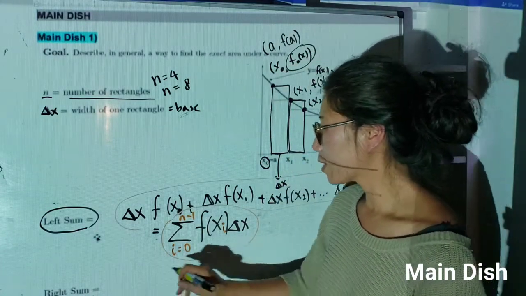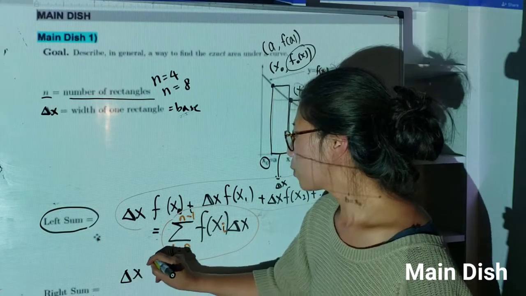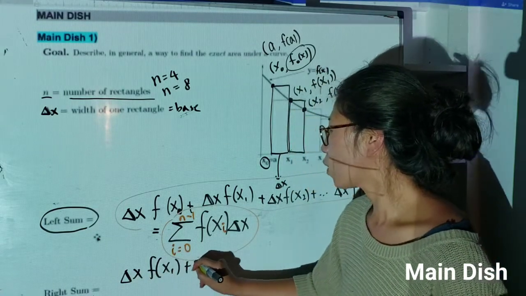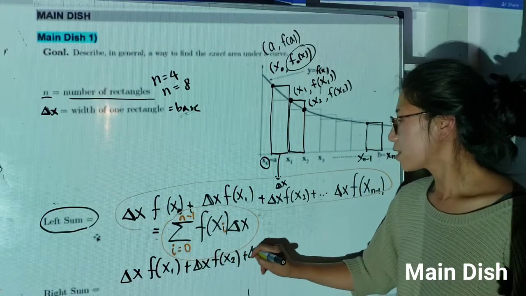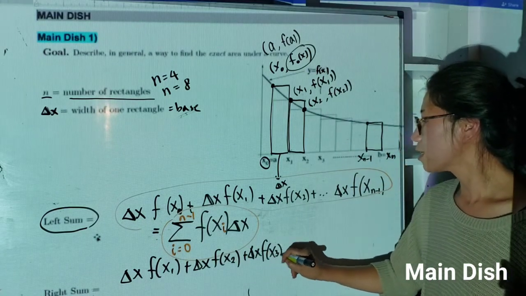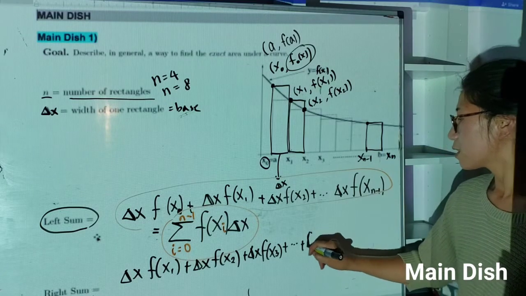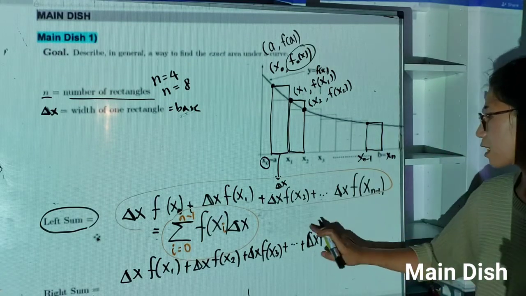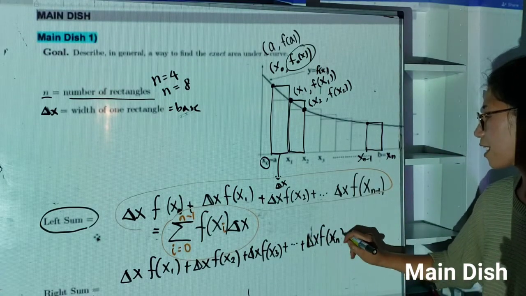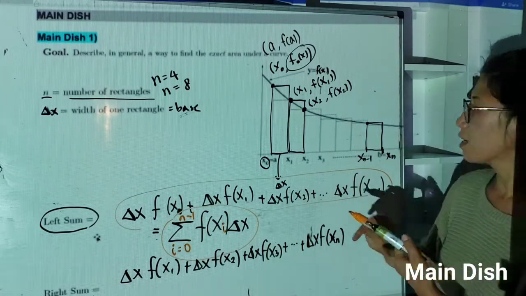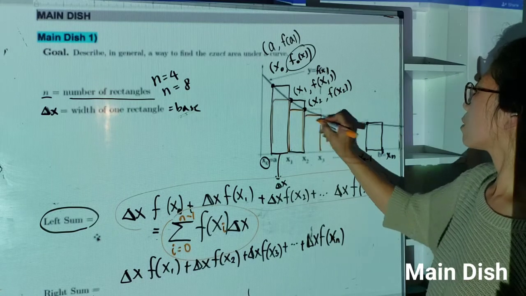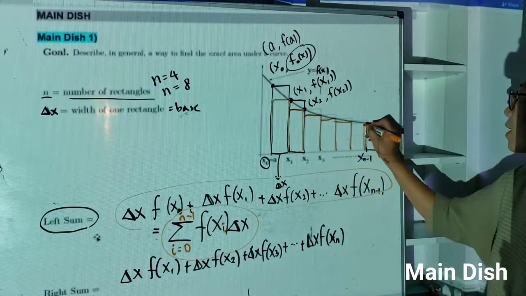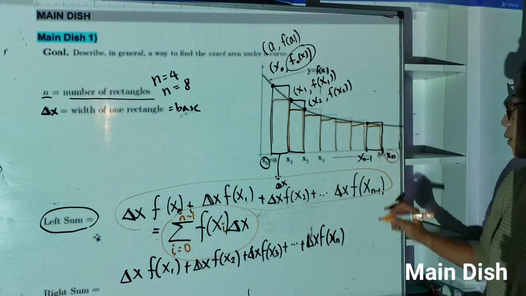So now I want you to try together with me the right hand sum. This time, if you break it down, delta x times my new height is going to be f of x1, delta x, and then f of x2, and then delta x, f of x3, and how far is it going to go? Delta x and f of, this time it's going to be up to xn, right? It's going to end here as my right hand sum. So where my right hand sum ends, it ends at x of n.